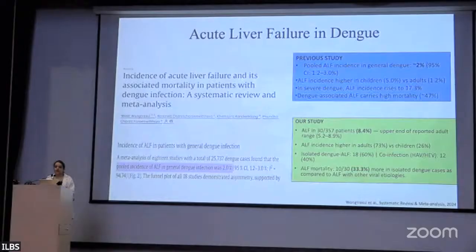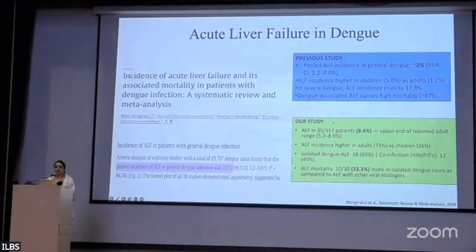And coming on to the acute liver failure in dengue, the previous study, a meta-analysis which came out in 2024, showed that pooled ALF incidence in general dengue was around 2%, and ALF incidence was higher in children, that is 5%, as compared to adults. And in severe dengue, ALF incidence rises to 17.3%. And dengue-associated ALF carries higher mortality.